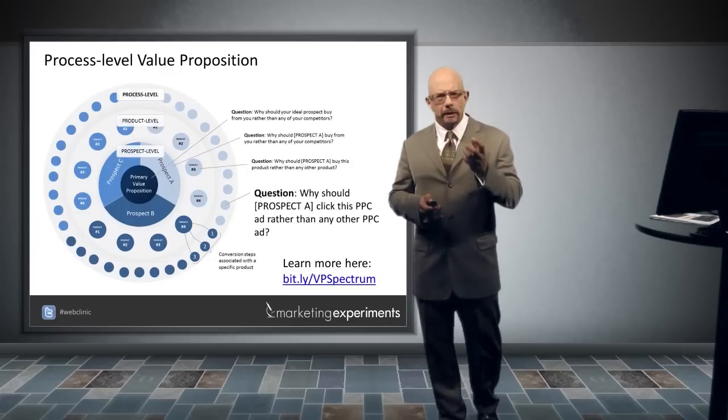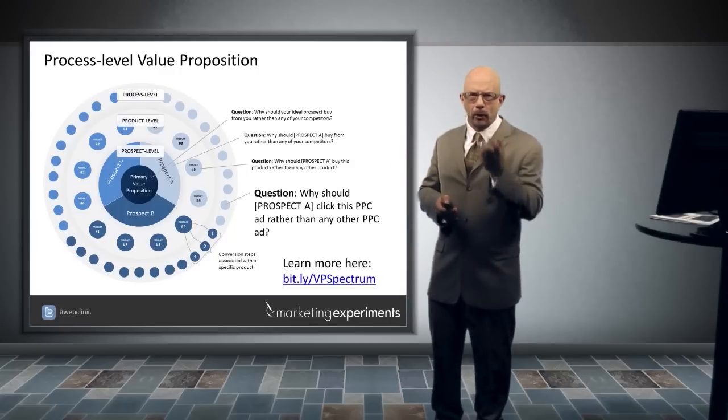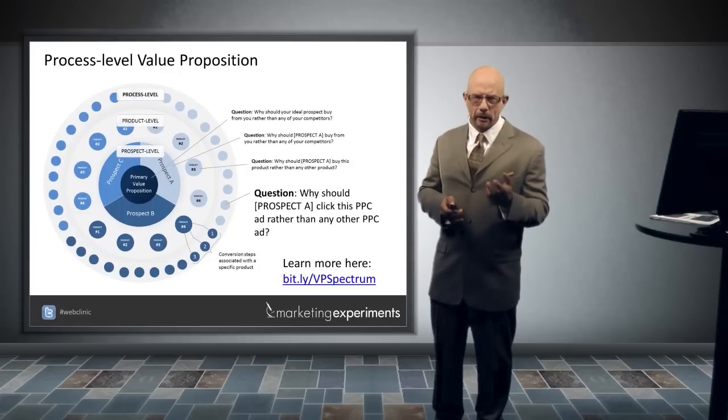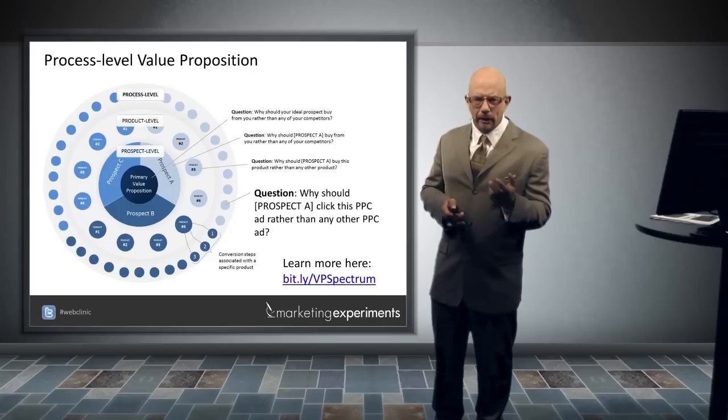In doing so, we've discovered that every organization has a sort of fundamental or primary value proposition, but that there are also iterations, prospect level, product level, and process level value propositions.